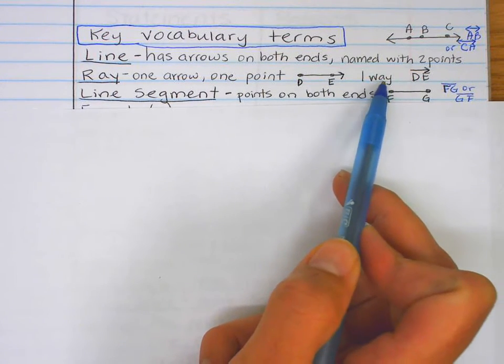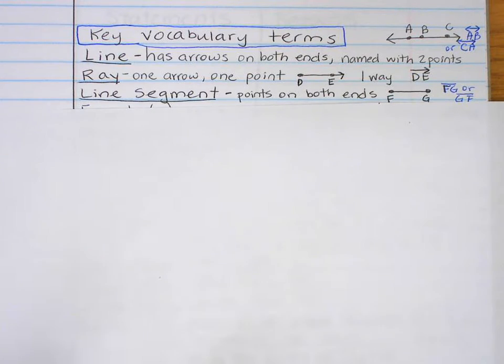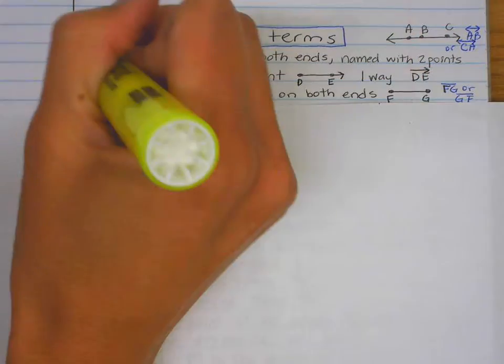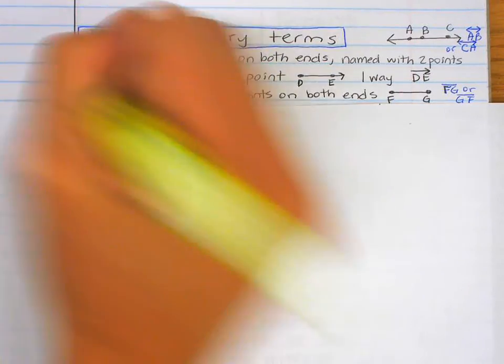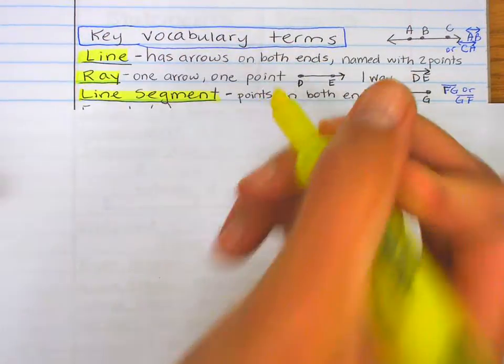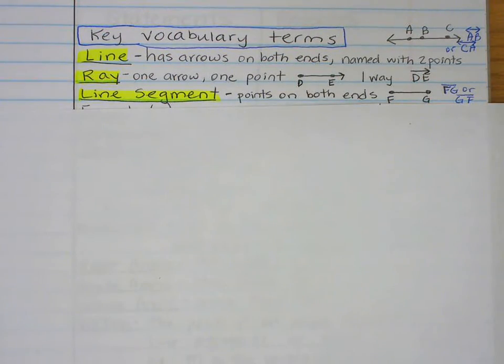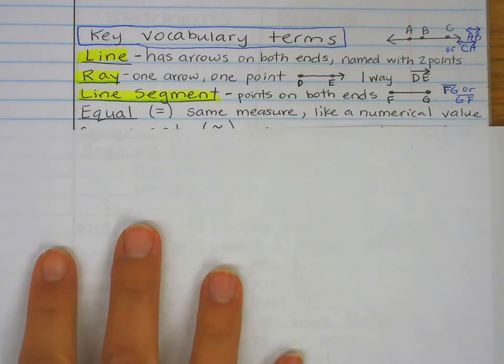So there's only one way to name a ray. Okay, so those are 3 things. Remember to use highlighter as much as it's helpful for you, but don't overdo it. So I would maybe just highlight that those are the key terms, but you can highlight other things as well. You'll see later in this note, I'll highlight different things.